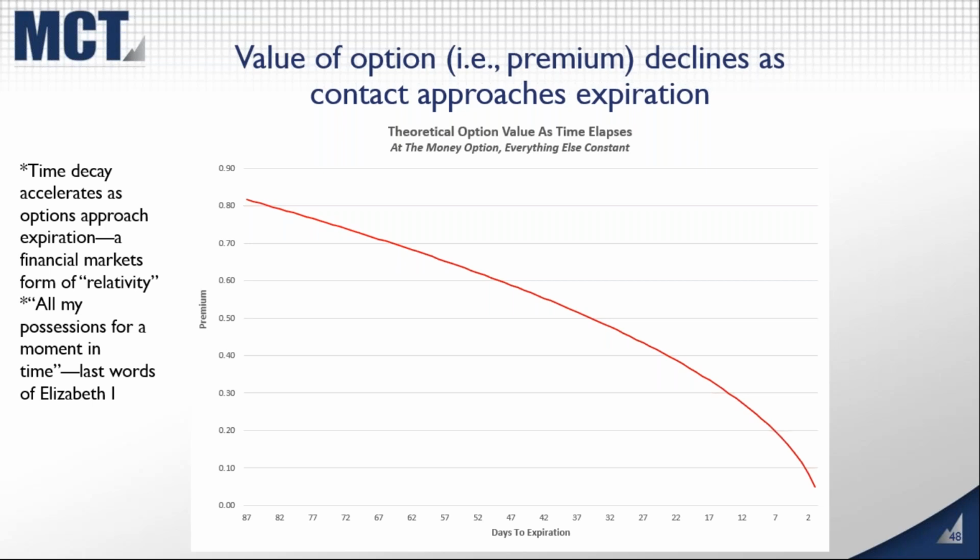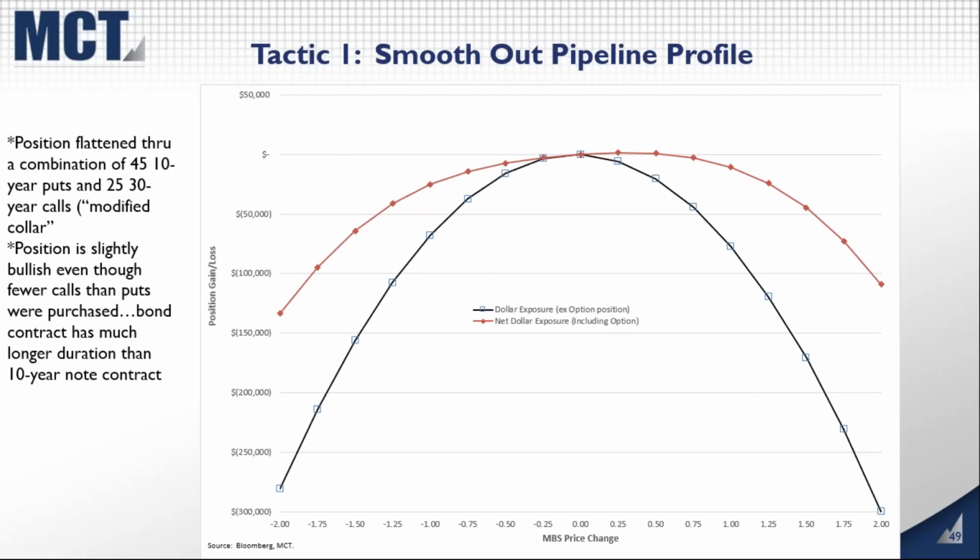And it's kind of a weird, financial markets form of relativity, I like to think of. And I always like to use that quote from Elizabeth. Her supposed last words were "all my possessions for a moment in time." And applying that to the option market, you really get a sense of why value deteriorates so rapidly as you get closer to expiration. So here's a smoothed out profile.